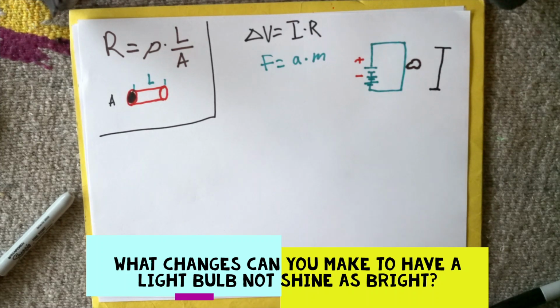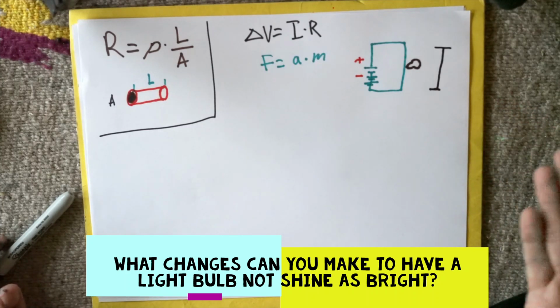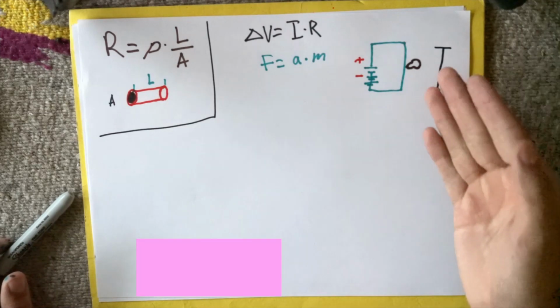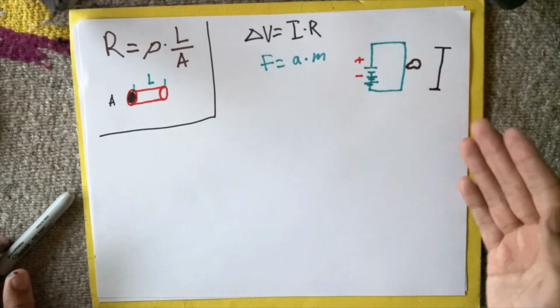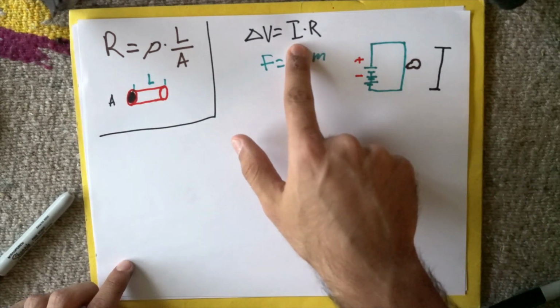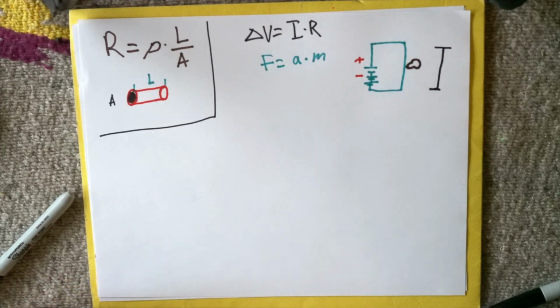The first one was asking which one would cause less current to flow, and this is asking what would cause the light bulb to shine less brightly. And they both mean the same thing. For this to shine less brightly means that there needs to be less current flowing through it. So for less current to be flowing through it, resistance needs to go up and voltage needs to go down.